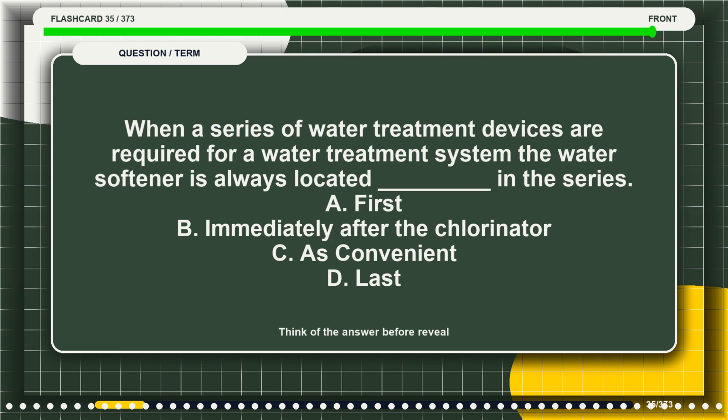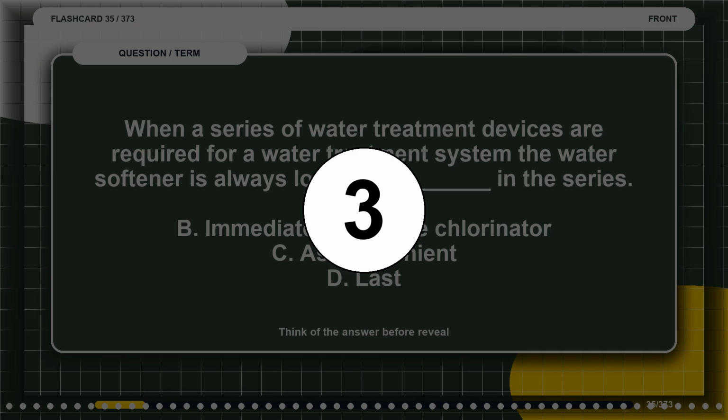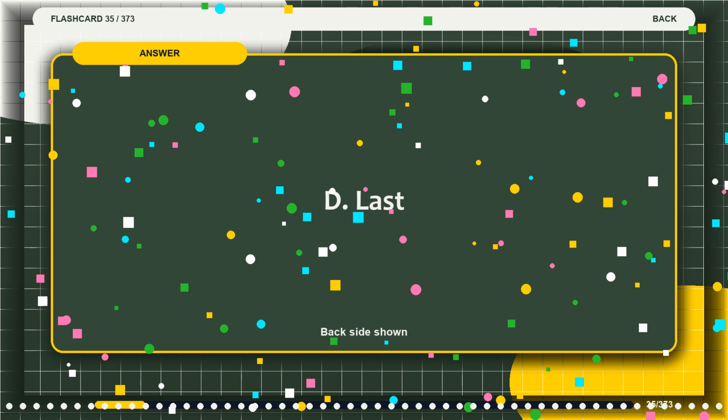Flashcard 35. When a series of water treatment devices are required for a water treatment system, the water softener is always located blank in the series. A. First. B. Immediately after the chlorinator. C. As convenient. D. Last. Think of the answer before the reveal. The answer is D. Last.